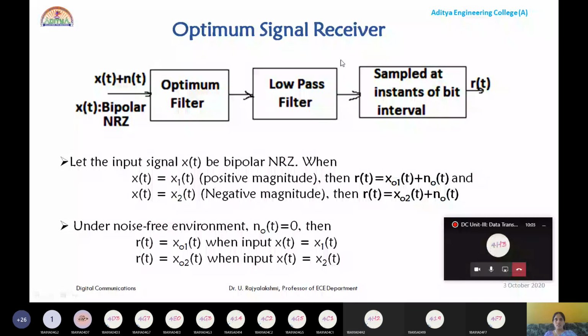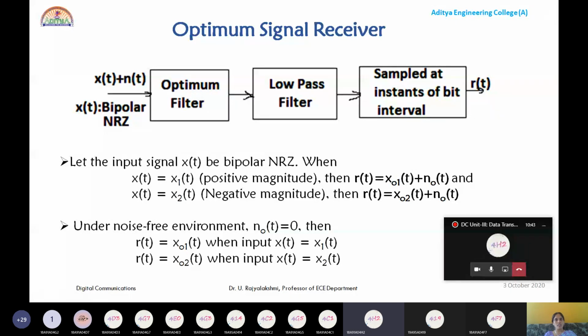And already we discussed this derivation for probability of error for the optimum signal receiver. Can you tell me what is the threshold value considered for getting the optimum response, optimum SNR? What is the optimum value of threshold considered for calculation of probability of error for the optimum receiver? X01 of t plus X02 of t by 2.